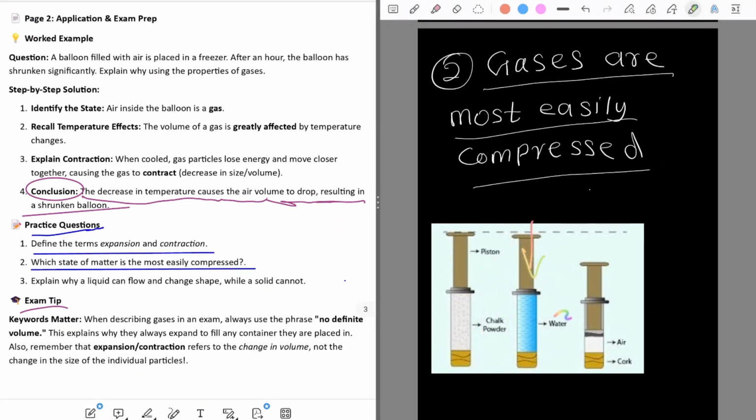Now look at the syringe filled with water. When I push the plunger again, it almost doesn't move. Water particles are close together, so liquids are also very difficult to compress. Finally, look at the syringe filled with air, which is gas. When I push the plunger, it moves easily. This is because gas particles are far apart with lots of empty space between them. So gases can be compressed easily.